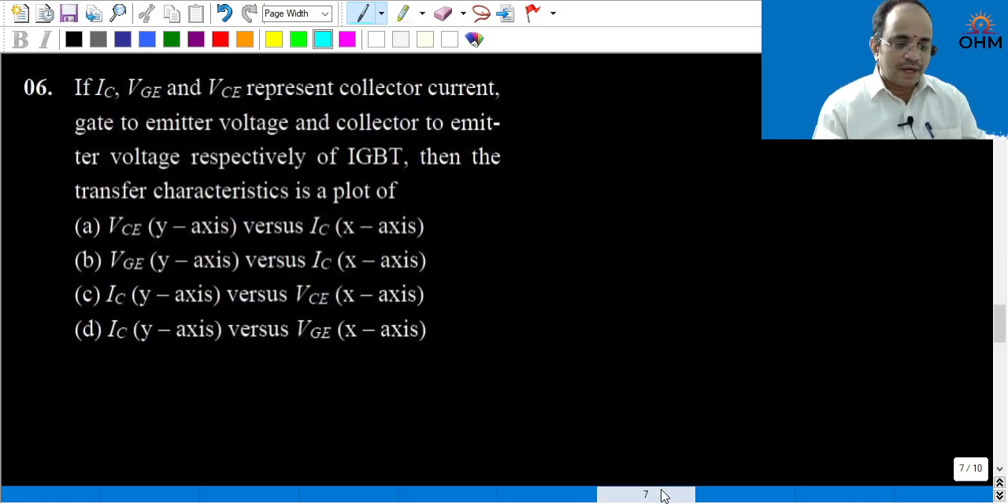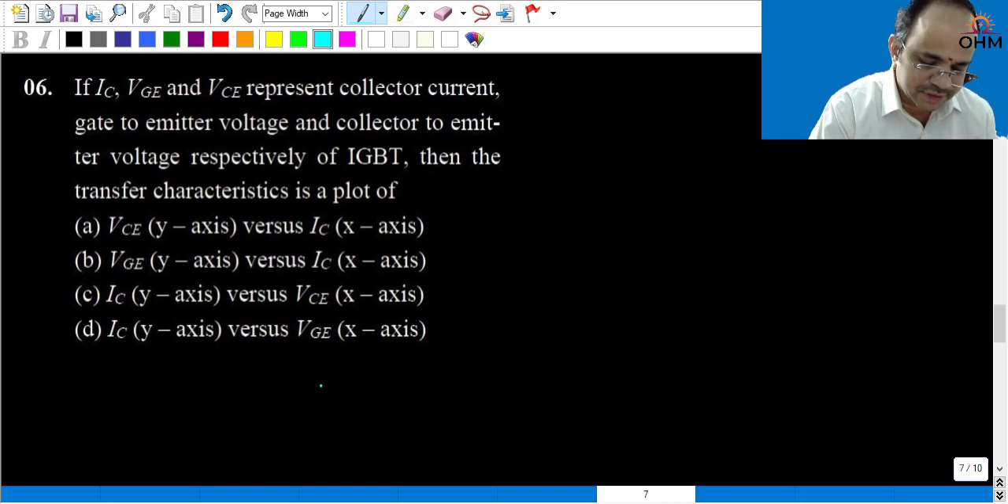Now let us look into another question. It is a very simple theoretical question. If IC, VGE and VCE represent collector current, gate to emitter voltage and collector to emitter voltage respectively of an IGBT, then the transfer characteristics is the plot of. So first you should understand that transfer characteristics means output versus input. In this particular power semiconductor device, that could be the control voltage.